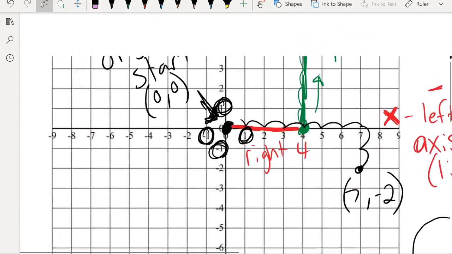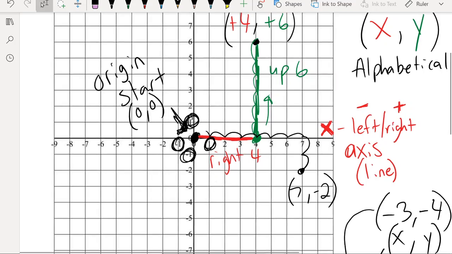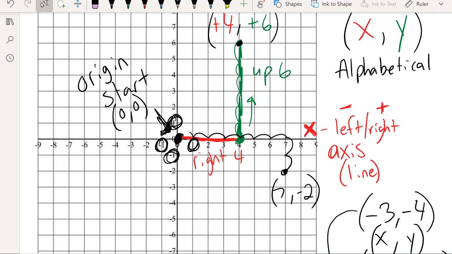All right, where do we start? We always start at the same place, right? Always start at the same place. The only exception is when you're using slope to find the next point. Then you don't start at the origin. Once you've plotted a point and you're trying to find the next point using the slope, then you go from that point to the next point. So that's the only exception to that.